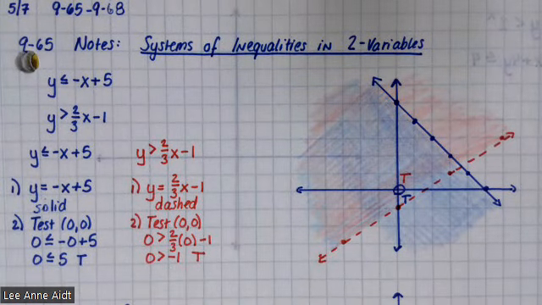Okay. This is the answer to this problem. However, the actual set of coordinates that are in the solution set, meaning the actual answers, are all of the ones in the double shaded region. The double shaded regions are the ones that would be true in both inequalities.